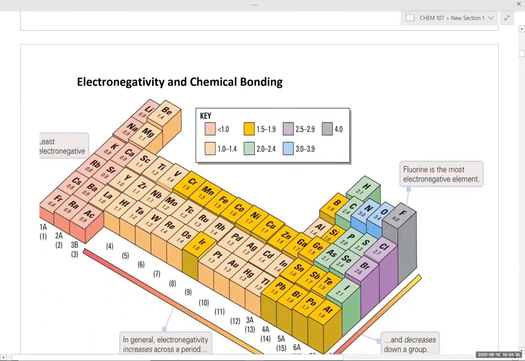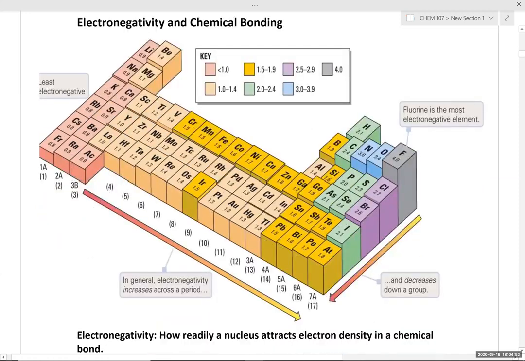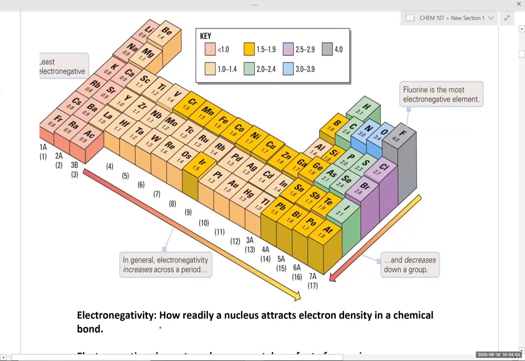So let's talk a little bit about electronegativity. What is electronegativity? Electronegativity is a measure of how readily a nucleus attracts electron density in a chemical bond. How strongly does your atom pull electron density towards itself in a chemical bond?